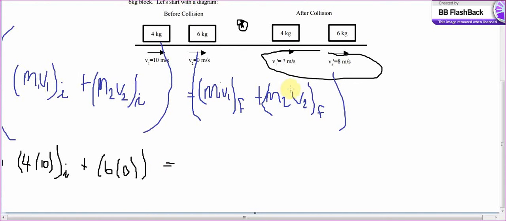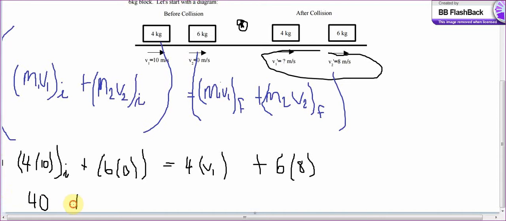Okay, so now we have to find the end velocity of the 4 kilogram cart. So just keep plugging in what we know. The mass of the first object stays the same, but now we don't know what the velocity is. That's what we're solving for. Plus, now the 6 kilogram cart is moving at 8 meters per second. That's its new velocity. So when we do the math, this is 40 plus 0 equals 4. This is initial. This is final.